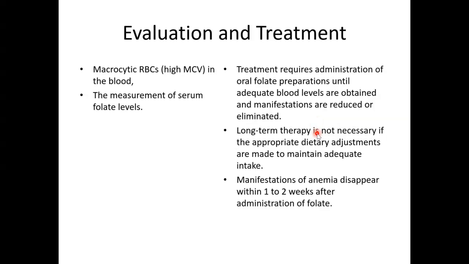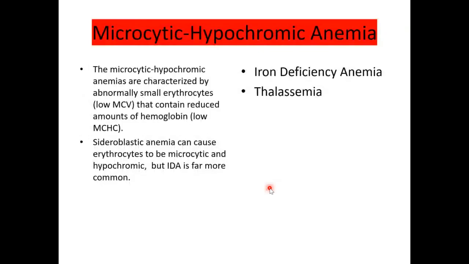Long-term therapy is not necessary if the appropriate dietary adjustments are made to maintain adequate intake. So if they can start eating some green leafy vegetables, food that has folate in it. There are breads and grains that are fortified with B vitamins, which can also be very helpful for them. Then they don't need long-term therapy. Once their folate level increases and becomes normal, they can be done supplementing. Manifestations of anemia disappear within 1 to 2 weeks after administration of folate. So this is easily correctable.